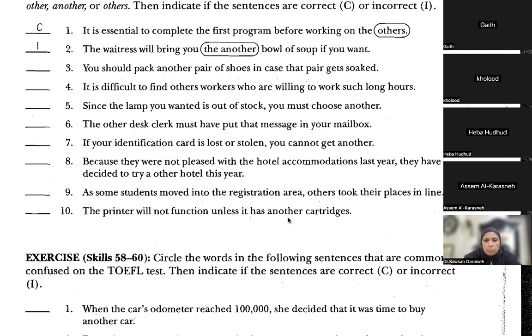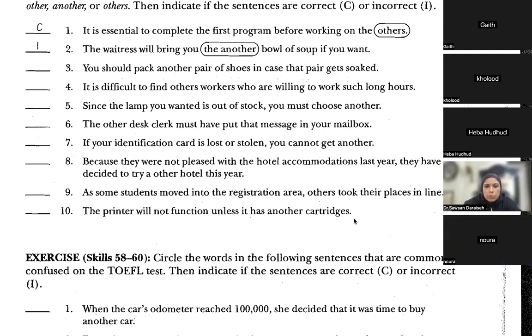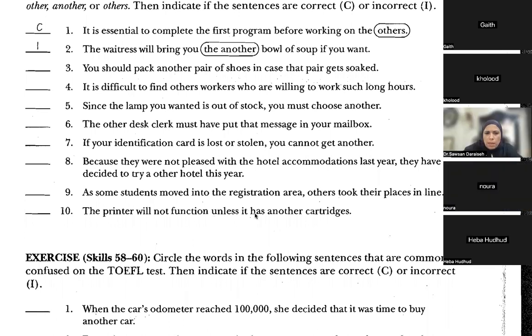unless it has another cartridge. This doesn't work, right? It should be singular, so cartridge. Yeah. So, the printer will not function unless it has another cartridge. So "another" does not work with plural here, guys. Another cartridge. So we want to remove the S, okay? Or other cartridge. Yeah, I was going to add this, and say "other cartridges": unless it has other cartridges.